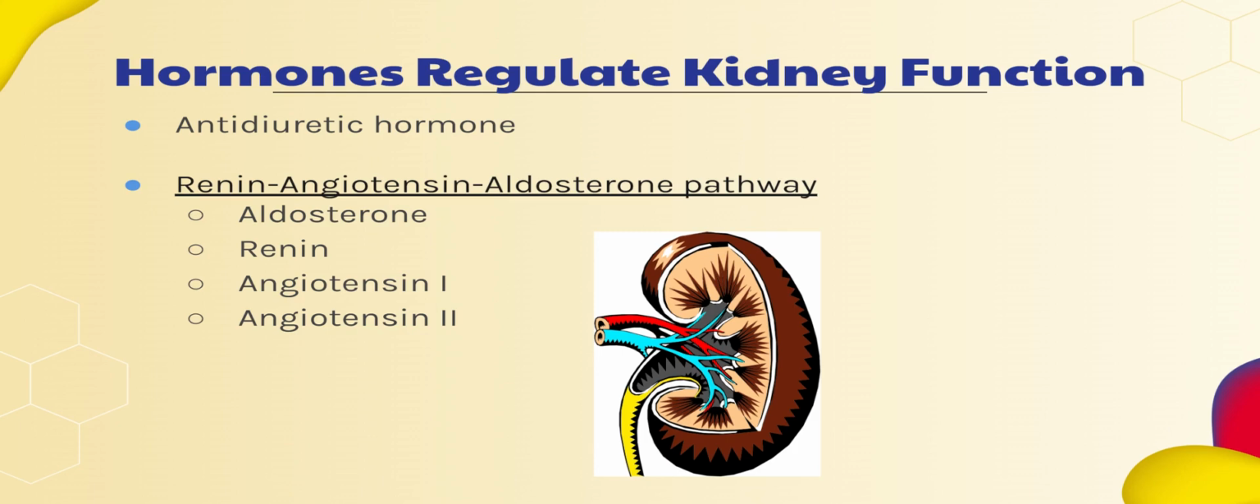Angiotensin 2 raises blood pressure directly by constricting blood vessels. It also increases the synthesis and release of aldosterone. This action helps restore extracellular fluid volume and normal blood pressure.